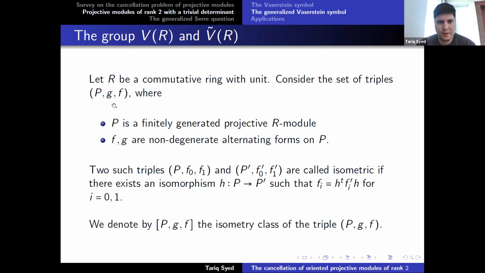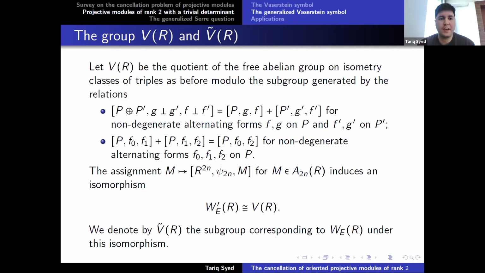We consider triples P, F0, F1, where P is a finitely generated projective module, and F0 and F1 are now non-degenerate alternating forms. Now we have forms, not just matrices, we have forms. And two such triples are called isometric if there's an isomorphism from P to P prime, which is simultaneously an isometry between F0 and F0 prime and F1 and F1 prime. And then we denote by [P, F0, F1] the isometry class of such a triple. Now, the group V of R is then the quotient of the free abelian group on such isometry classes of triples modulo some relations.